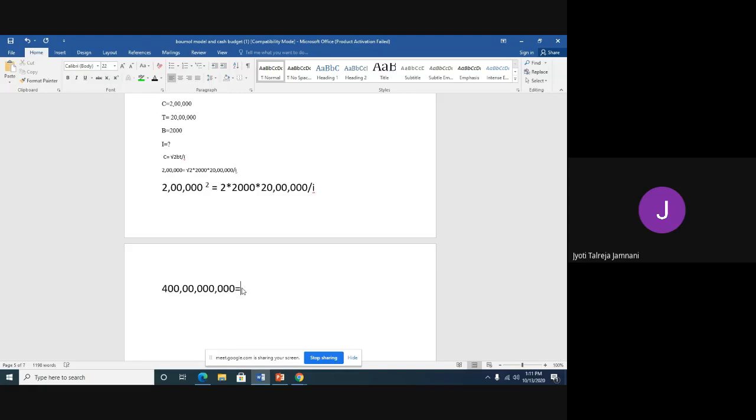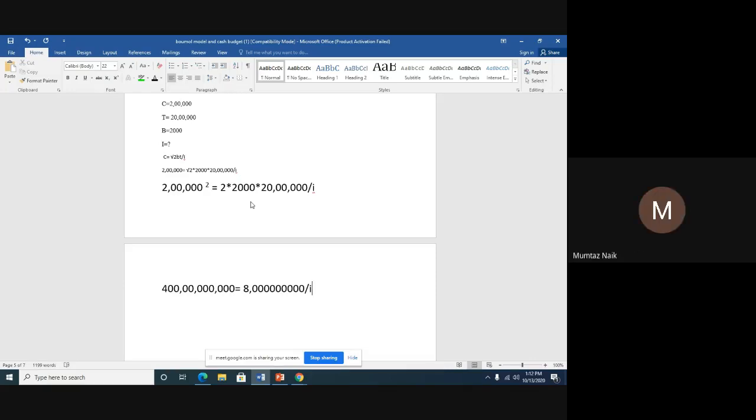which is equal to, now you multiply this, 2 into 2000 into 20 lakh. 8 with 10 zeros you're getting? 9 zeros, ma'am. 9 zeros, right? Yes. So you will get 8 with 9 zeros divided by I. Any doubts still here?